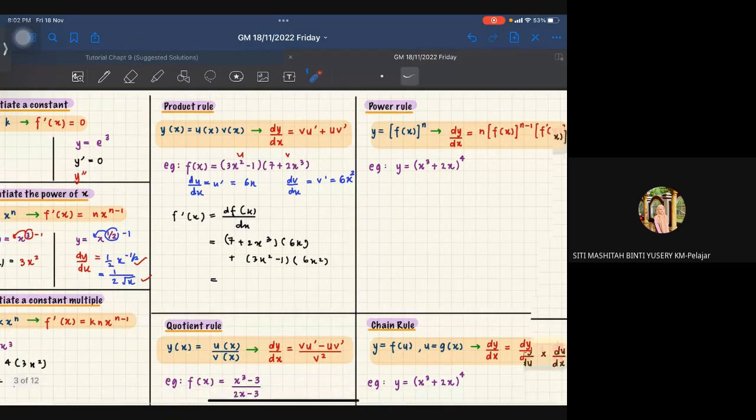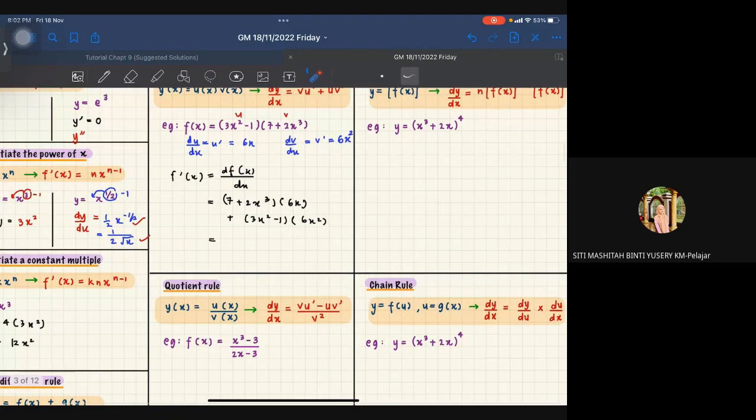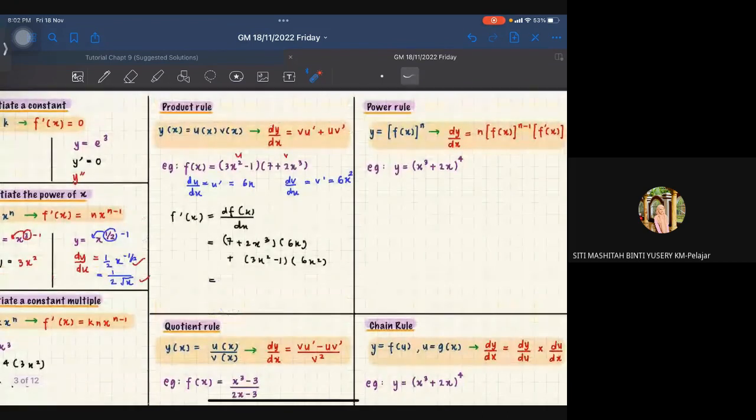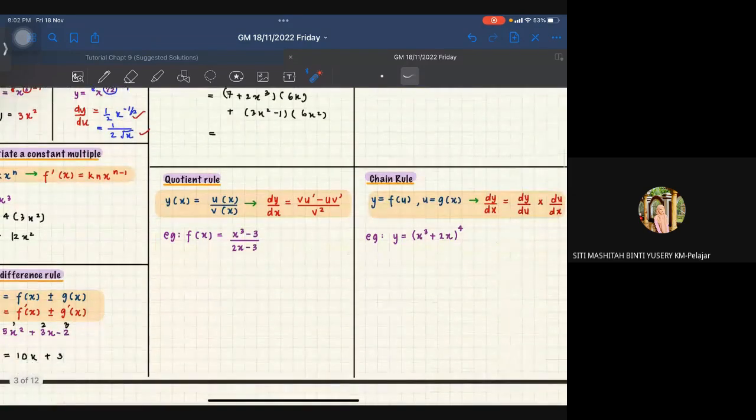Okay, so let me continue next into quotient rule. Okay, so beza antara product rule dengan quotient rule is just that product adalah darab, quotient adalah bahagi di dalam bentuk ratio ataupun rational dalam bentuk fraction. Okay, so awak akan gunakan this rule kalau awak jumpa fraction.